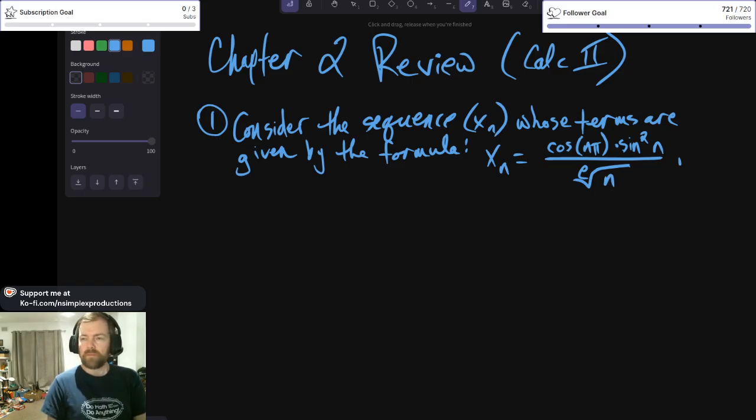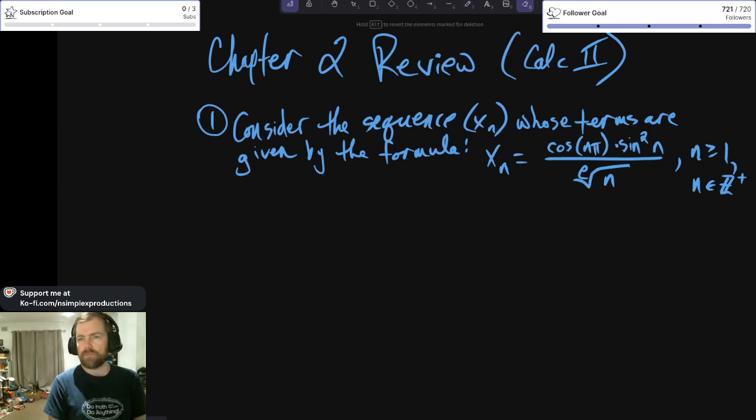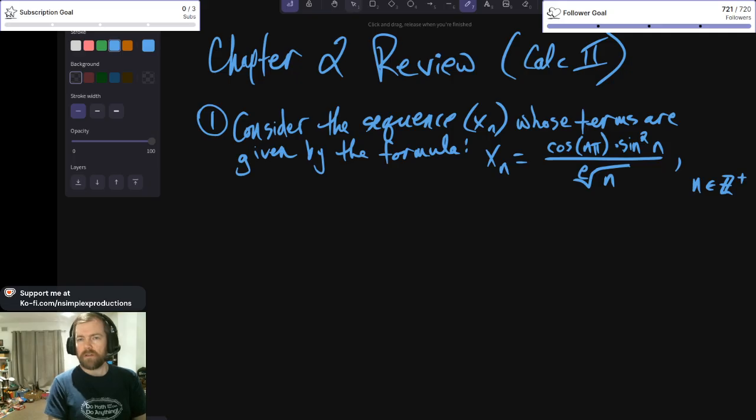All right, for n greater than or equal to 1, and also n being positive integers. I guess that's kind of redundant, right? If it's positive integers, then it is already greater than or equal to 1.